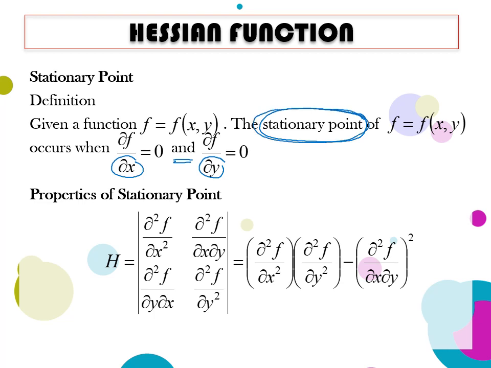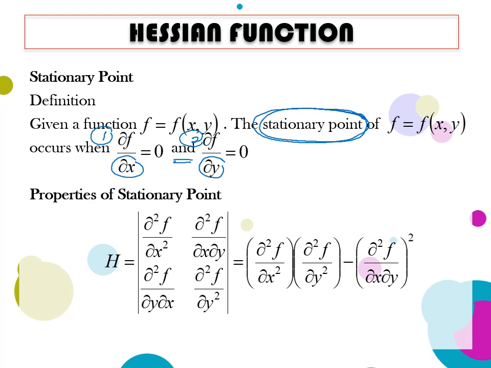So it's easy. In order to find a stationary point, first you set the partial derivative of your function with respect to your first variable, your x, equal to 0, followed by the second condition, which is the partial derivative of your function with respect to the second variable, y, also equal to 0. By setting these two equal to 0, you will get two simultaneous equations, and when you solve them, they will give you a point or points that we call stationary points.